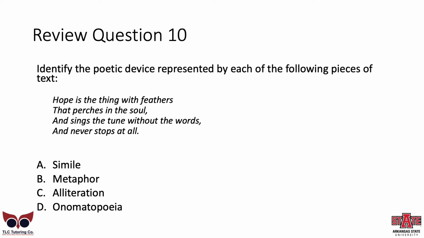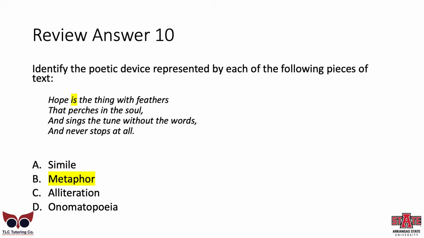Identify the poetic device represented in the following text. "Hope is a thing with feathers that perches in the soul, and sings the tune without the words, and never stops at all." Is this an example of a simile, a metaphor, alliteration, or onomatopoeia?